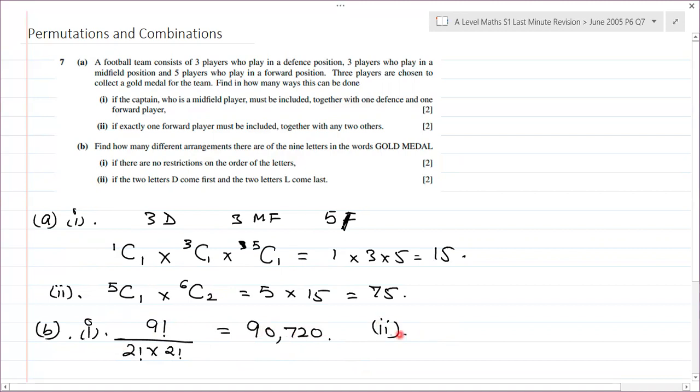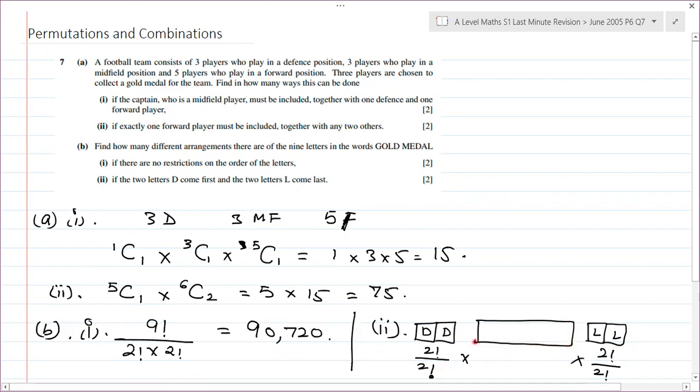Now B part 2. If the two letters D come first and the two letters L come last. So it's going to start with the two D's. So it's D and D. And we have two L's. So L and L. So that's 2 factorial divided by 2 factorial for the two D's, and they both are repeating. Two L's. So that's 2 factorial divided by 2 factorial again for the two L's, and they are repeating, multiplied by whatever is in the center.